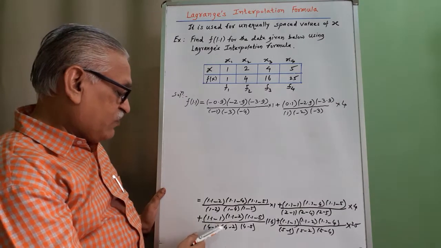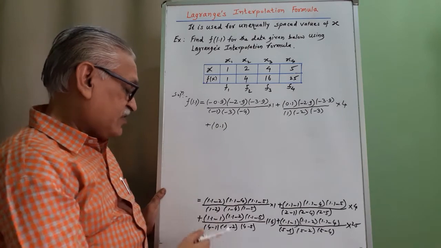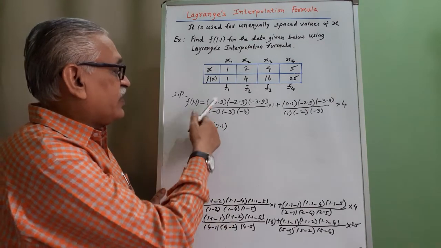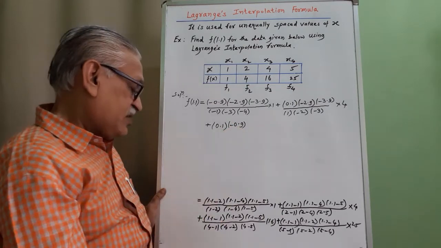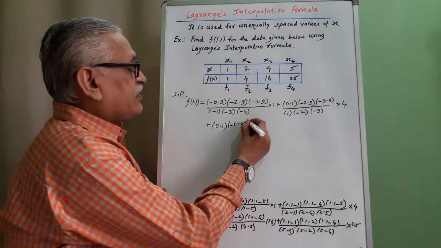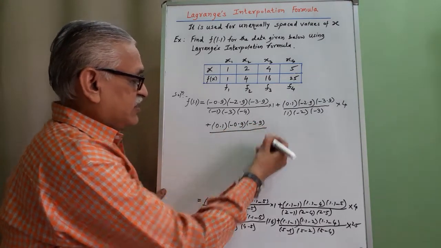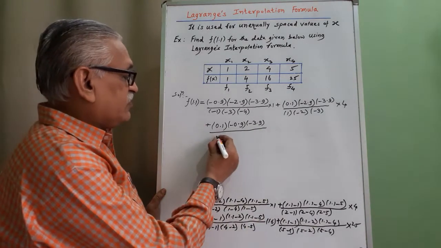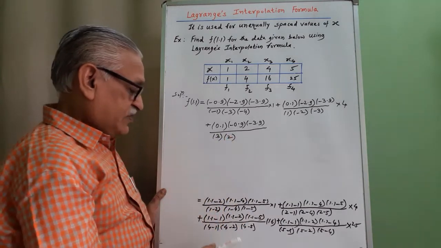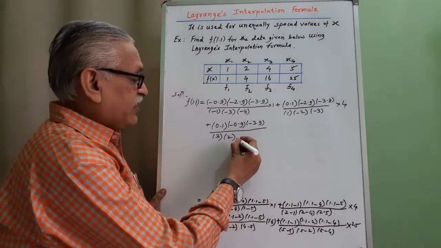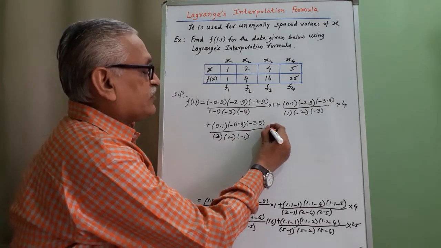Next one, 1.1 minus 1 we get 0.1. 1.1 minus 2 we get minus 0.9. Then 1.1 minus 5 we get minus 3.9, divided by 4 minus 1 we get 3, 4 minus 2 we get 2, 4 minus 5 we get minus 1, into f3, that is 16.